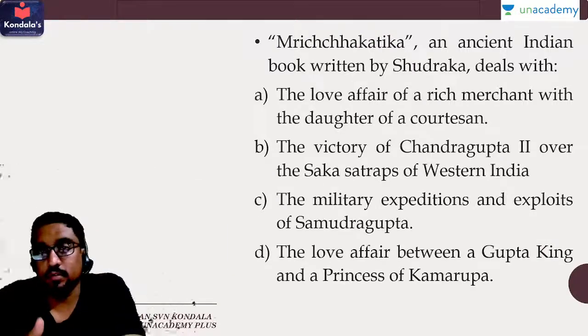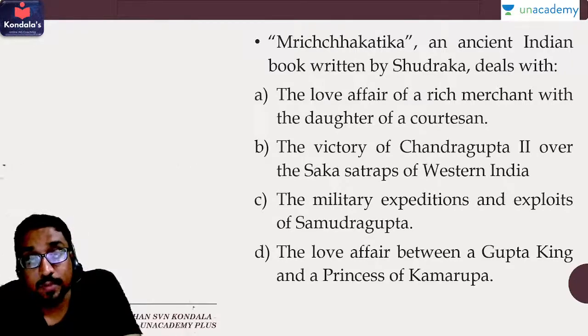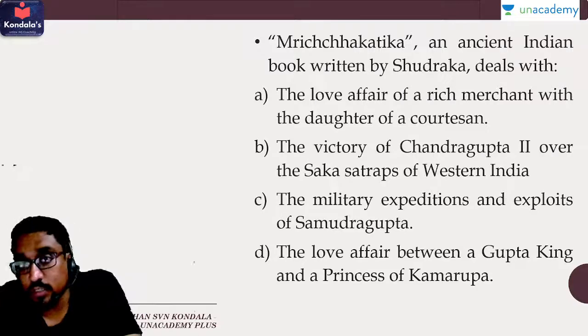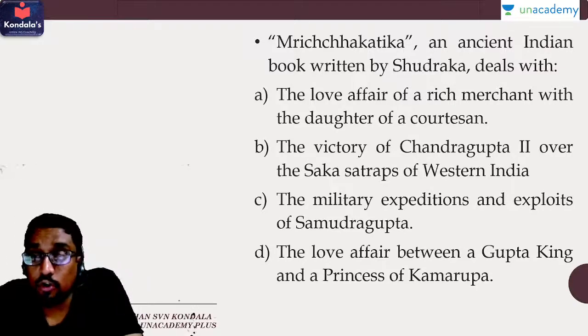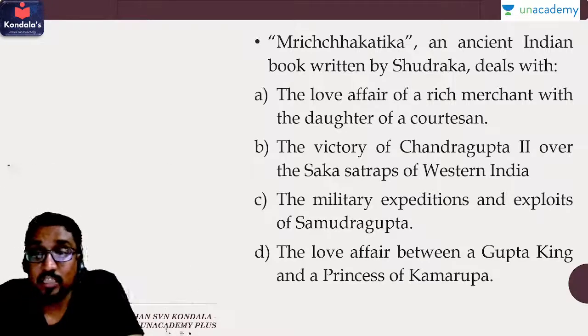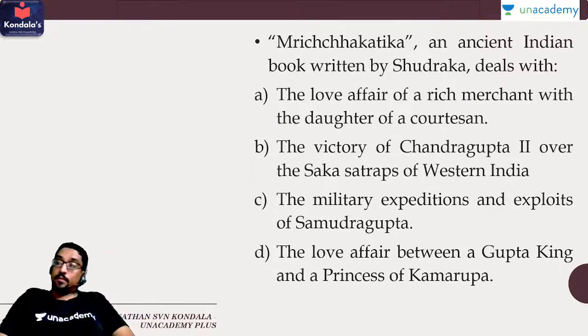Some other questions. Mrichchhakatika, an ancient Indian book written by Shudraka, deals with love affair of a rich merchant with the daughter of a courtesan, the victory of Chandragupta II over the Saka satraps of Western India, military expedition and exploits of Samudragupta, love affair between a Gupta King and Princess of Kamarupa. Put the right options.